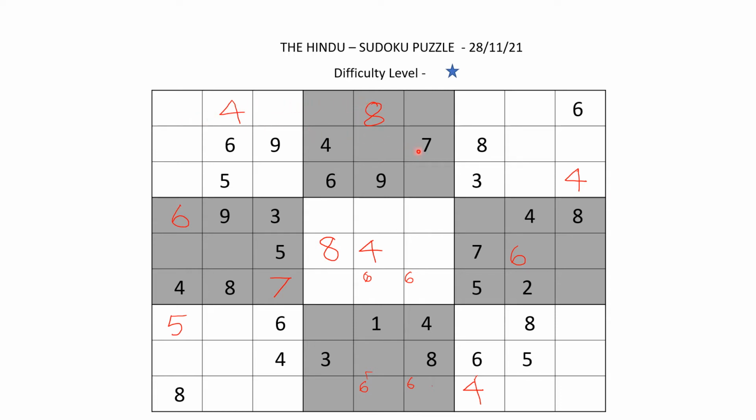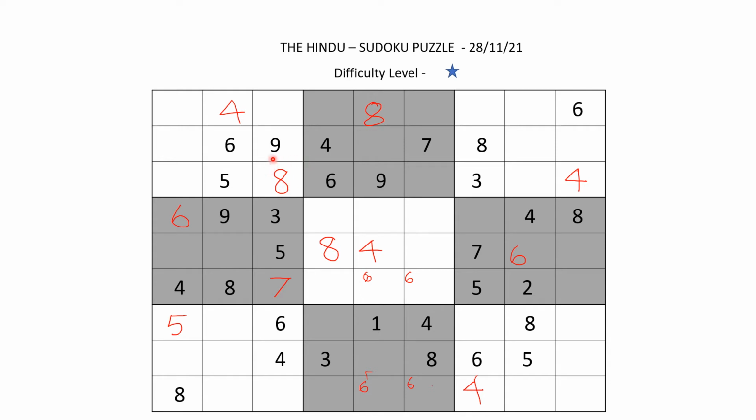This 8 blocks this cell, and we have an 8 down here, one 8, and here one 8. So automatically we get an 8 here. Now all the blocks have 8. Let's move on to the next number, which is 9.